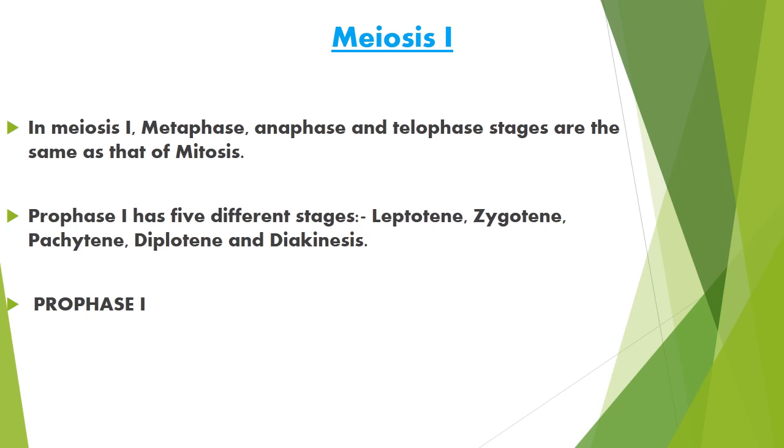Meiosis 1. In meiosis 1, metaphase, anaphase and telophase stages are the same as those of mitosis. Prophase 1 has 5 different stages. Number 1 leptotene, second is zygotene, third one is pachytene, then diplotene and diakinesis. Out of these 5 stages, pachytene is very important because crossing over takes place in the pachytene stage. And in the second, zygotene, synapsis occurs. It means 2 chromosomes pair.